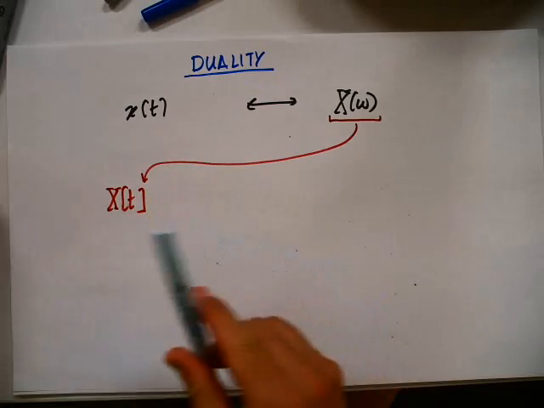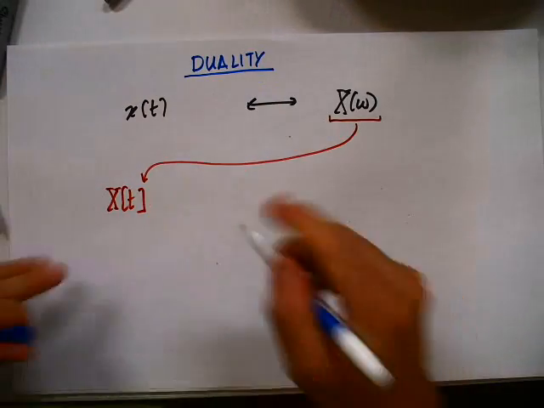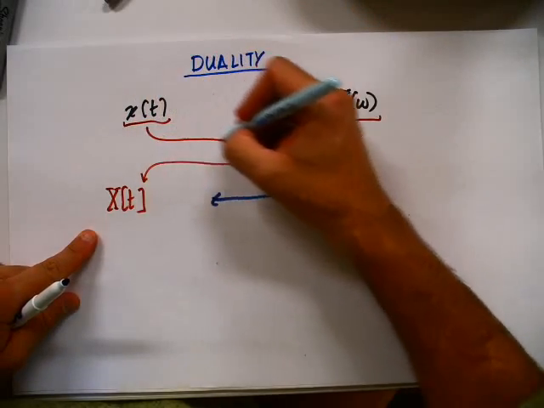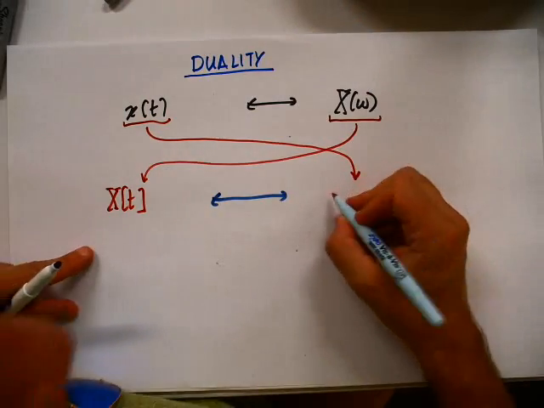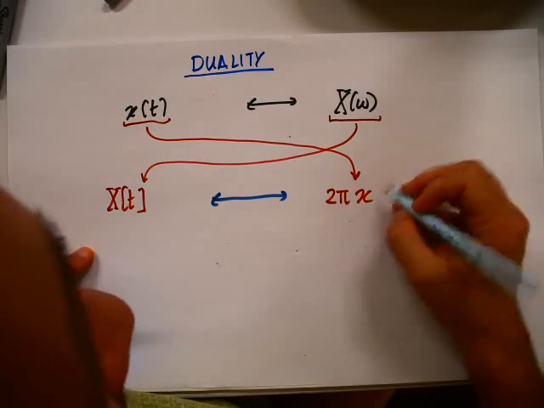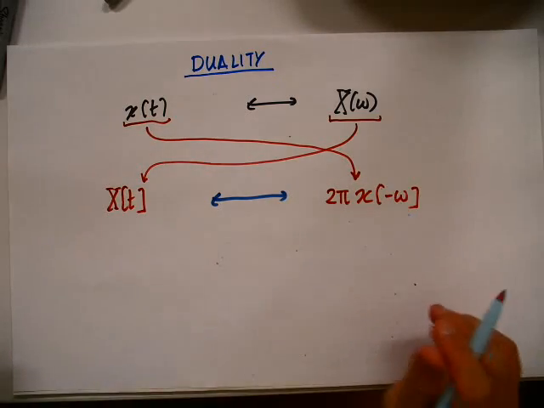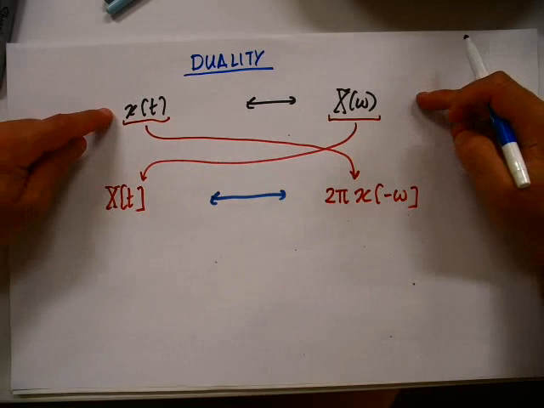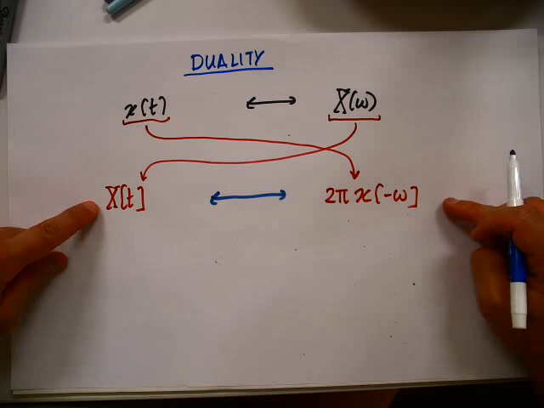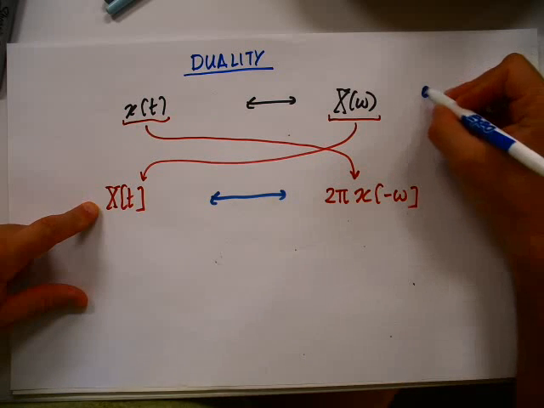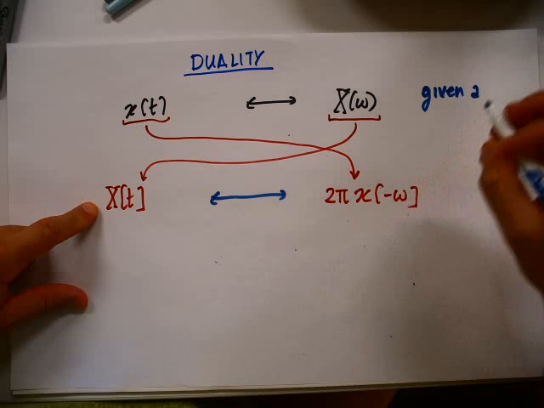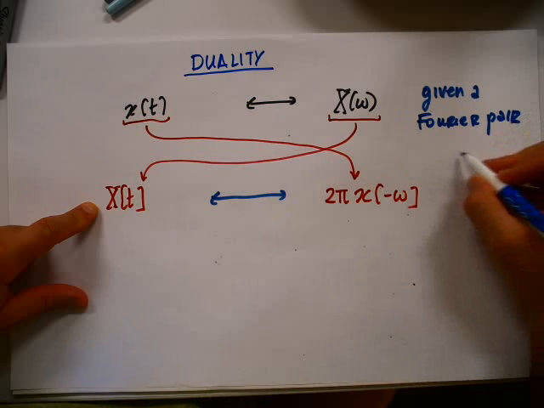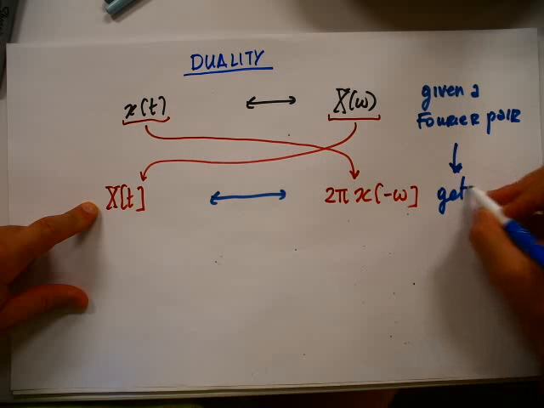And then we will show that the corresponding Fourier transform is given by 2 pi small x of minus omega. Okay? And this is an important property because once you know one transformation pair, you're going to get another one for free. Given a Fourier pair, get one for free.